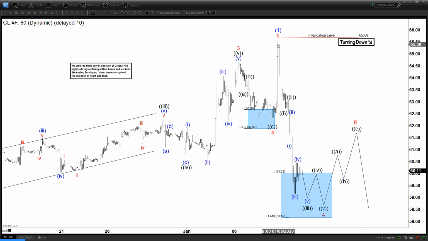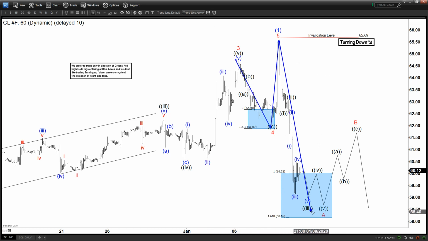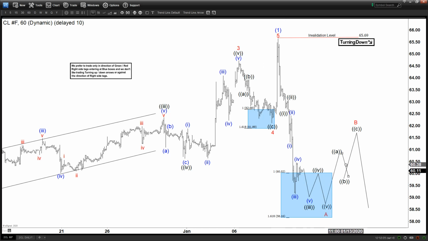All right, so we can see the pullback here looks impulsive on the structure, suggesting that unless it is some sort of a flat from here, something like an ABC, unless it is an expanded flat, then that suggests that this impulsive decline is only the first leg, at least, of further downside, right. So we are calling this impulsive move to the downside to end with A. Okay, and we are calling the rally here to 65.6 as a wave 1, and then we should be looking for some sort of an ABC structure here in which we're going to be ending only the first leg with A. Okay, and then once the wave A ends, which is technically we have already hit the area in which it could end potentially, right?